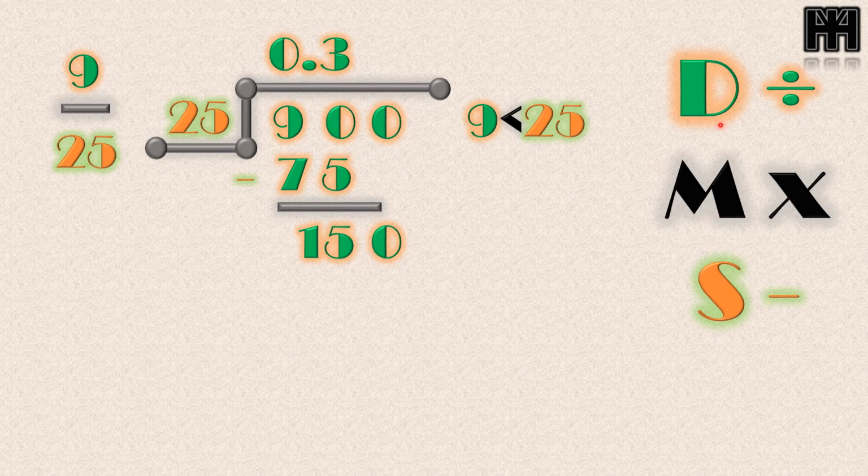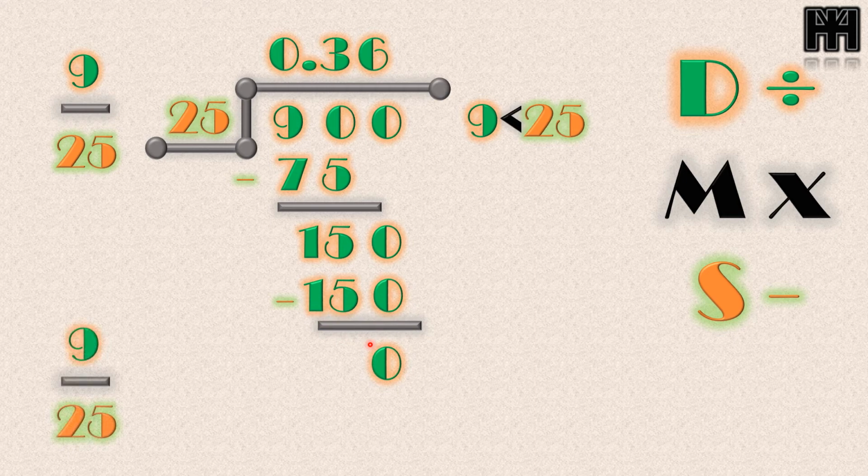Divide, multiply, subtract, divide. 150 divided by 25 will give us 6, as we have 6 25s. We need 6 25s to make 150, as 25 plus 25 is 50, and another 50 with 2 25s will give us 100, and another 2 25s will give us another 50. So we need 6 25s to make 150. Okay, to the multiply step, 6 times 25. 6 times 25 will also give us 150. To the subtract step, it will give us 0.